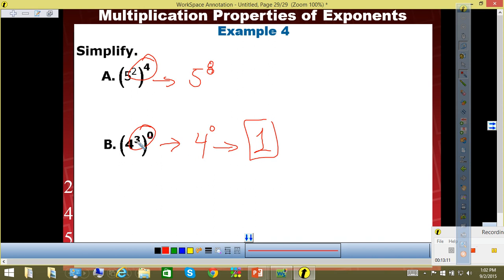0 times 3 is what? So it becomes 4 to the 0. Is that correct? And what do we know about any number to the 0 exponent? It's 1. Any questions on this one? Yes. That's for negative numbers. Parentheses only for negative numbers. Everybody with me?